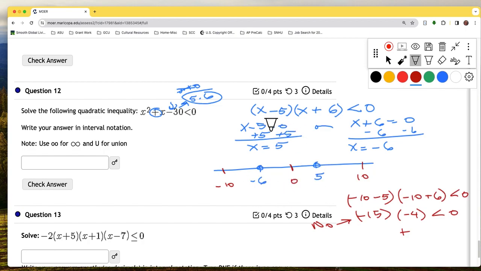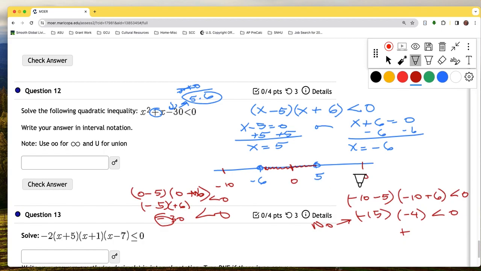Okay, so we put in a 0. 0 minus 5 times 0 plus 6. Is that less than 0? Well, yes. We get negative 5 times positive 6, which is going to give us negative 30. Again, it's not so much the value, but that it is negative. That makes it less than 0. So this region is included. All of this is in there.